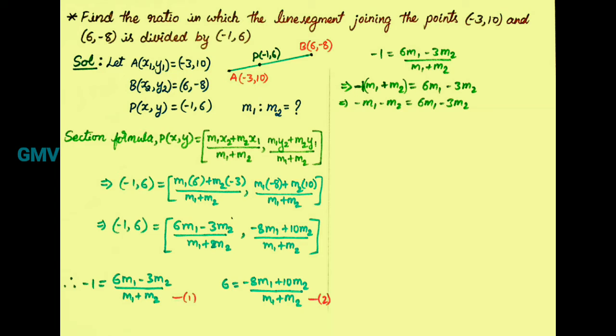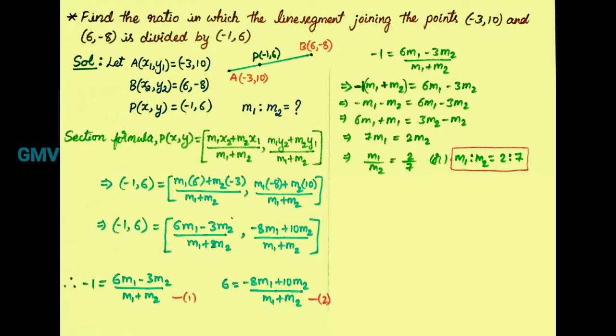Take m1 on LHS and m2 on RHS, then we get 6m1 plus m1 is equal to 3m2 minus m2. In the next step we get 7m1 is equal to 2m2. By transposing 7 to RHS and m2 to LHS, we get m1 by m2 is equal to 2 by 7. We can write it as m1 is to m2 is equal to 2 is to 7.